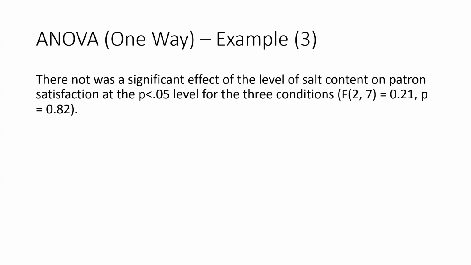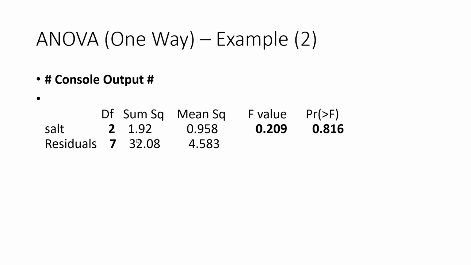So if we're going to report our findings in a one-way ANOVA, we would state that there was a significant effect of the level of salt content on patron satisfaction at the P less than 0.05 level. And this would be whatever your alpha value is. All right. And these are your conditions. F of 2 and 7, that's the degrees of freedom here and the degrees of freedom here. This is your output in R.